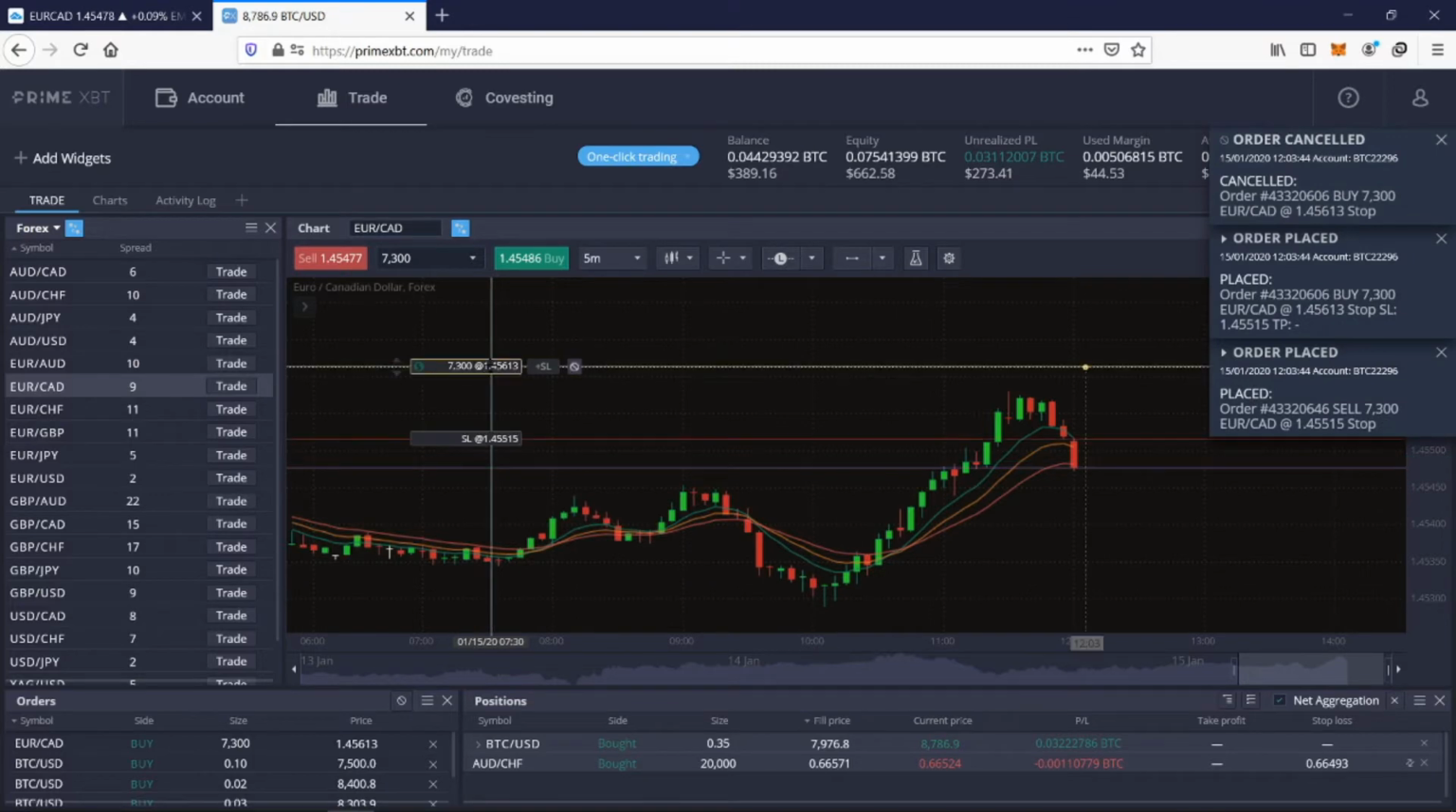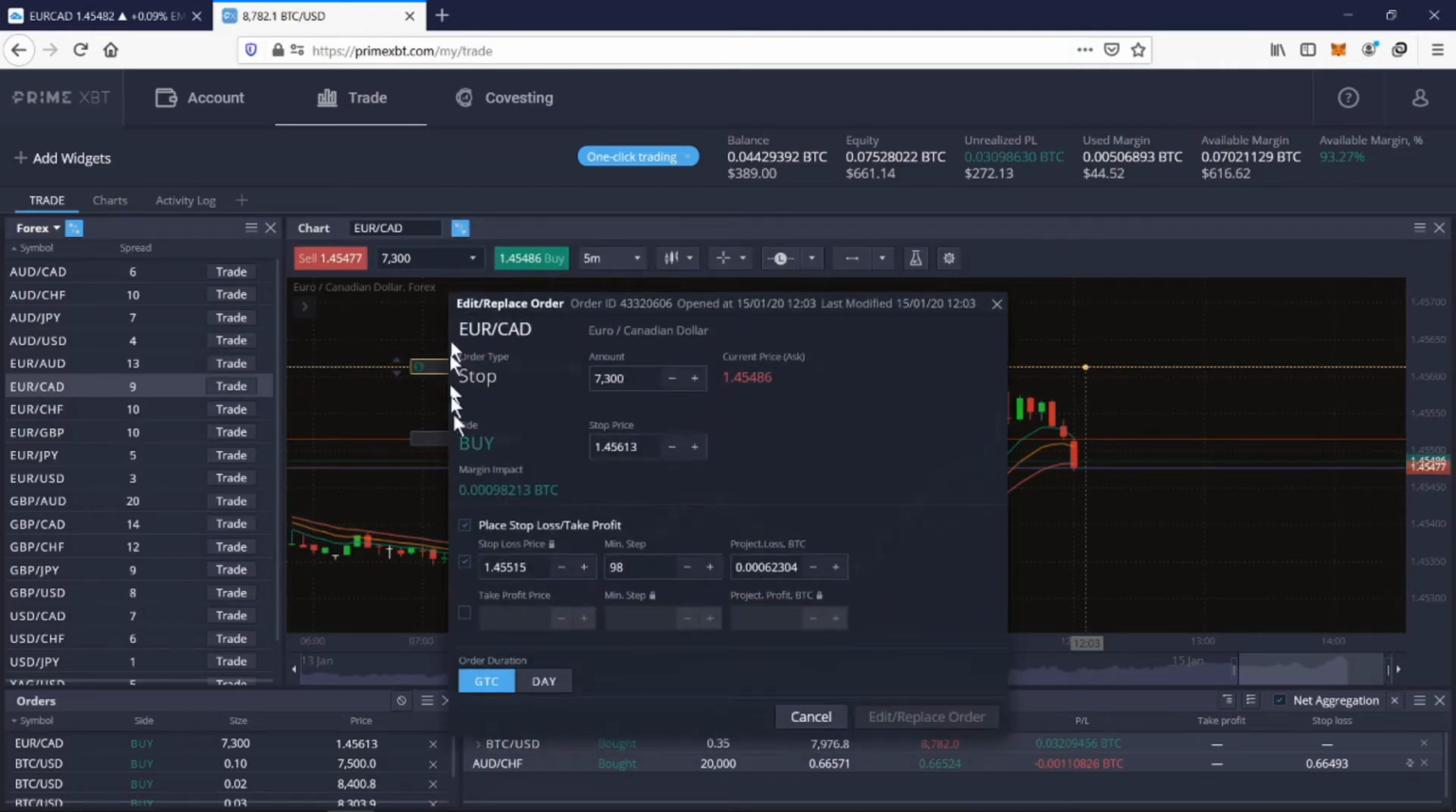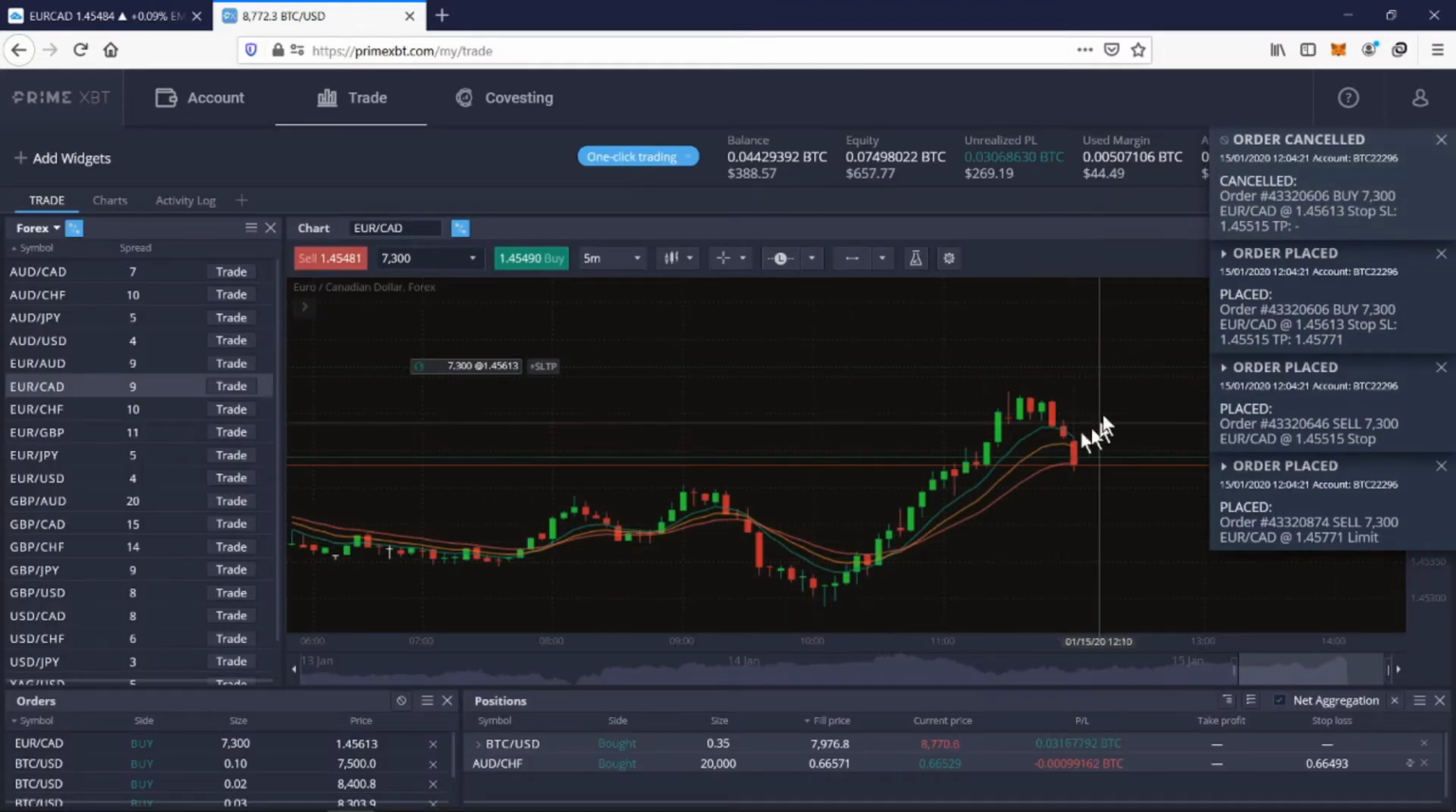Confirm that. So now when I click there, you can see I've got my entry, I've got my stop loss as well. Okay. Next thing you can also do is set your take profit. I'm going to be looking for a 100% profit on this particular trade. So then I will just select the take profit price. I know I've got about 100,000 Satoshis set for this trade. So then I'll just move it up until this figure here becomes the profit that I want to get. So about there. Edit, replace order, confirm.